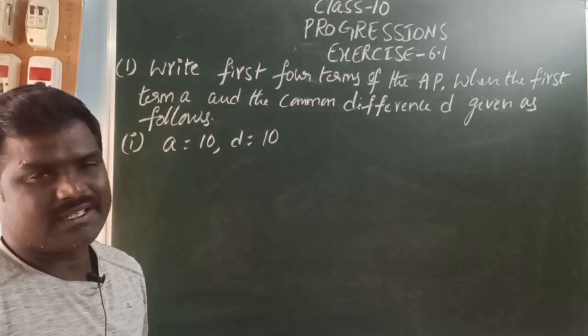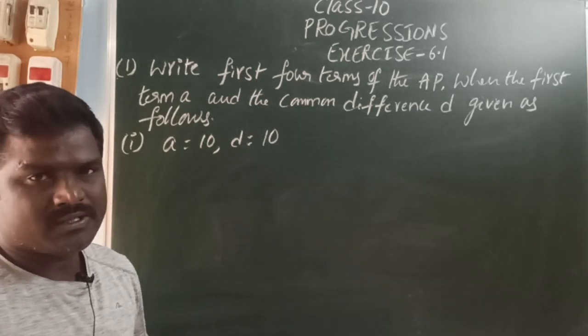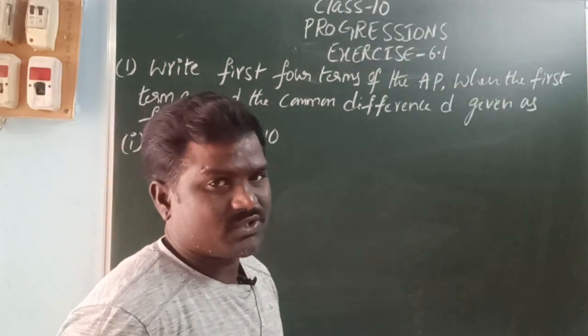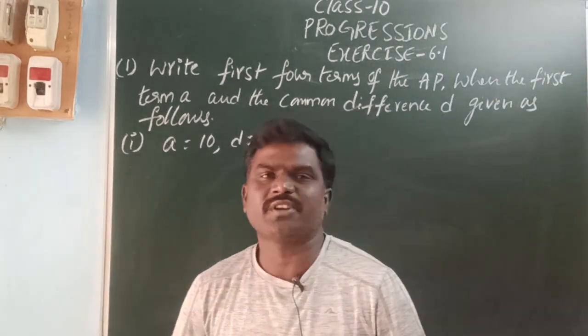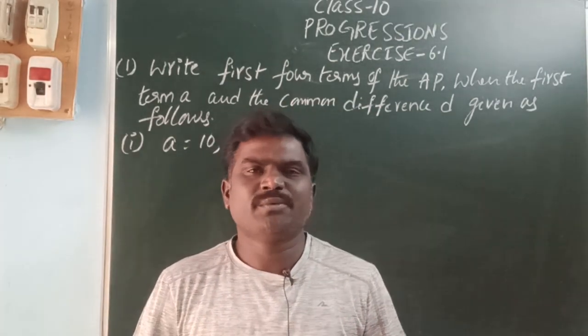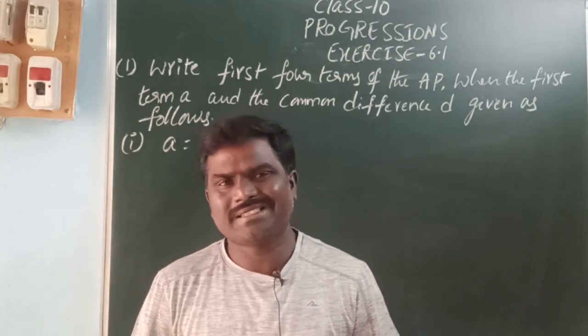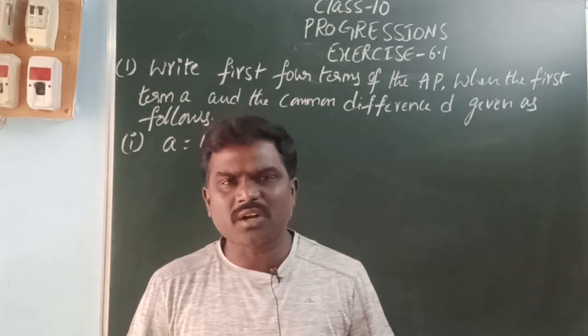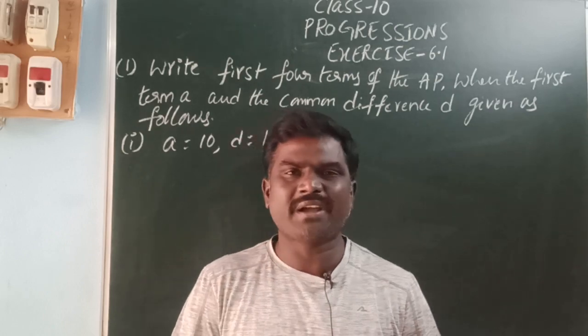AP means arithmetic progression. Arithmetic progression means a progression in which all the common differences are the same. So what is the common difference? The difference between two consecutive terms is constant. That constant is called the common difference. It is denoted by D.